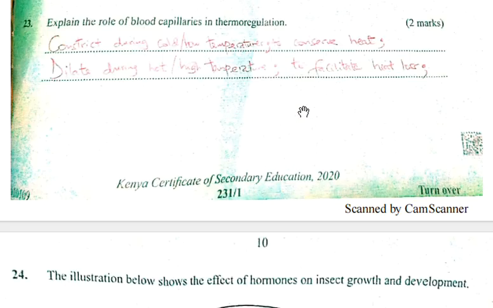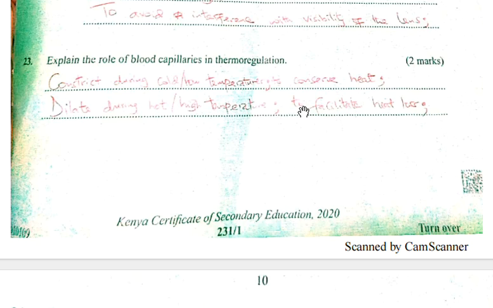Question 23. Explain the role of blood capillaries in thermoregulation. First one, they constrict during cold or low temperatures to conserve heat. Then during hot temperatures, they dilate to facilitate heat loss.